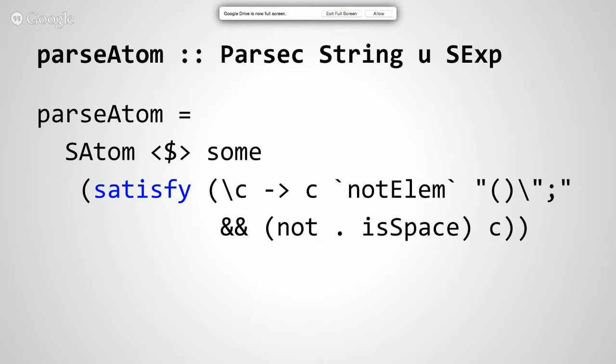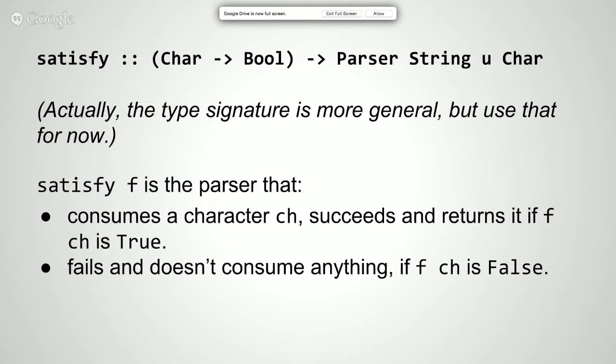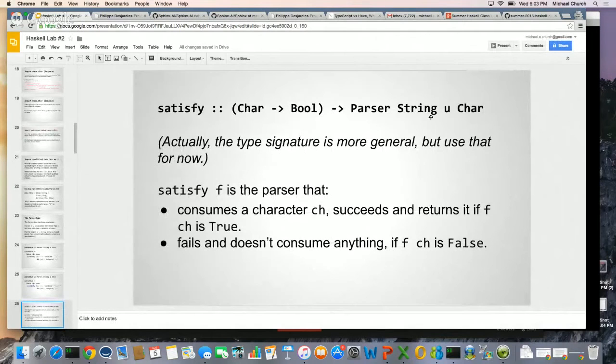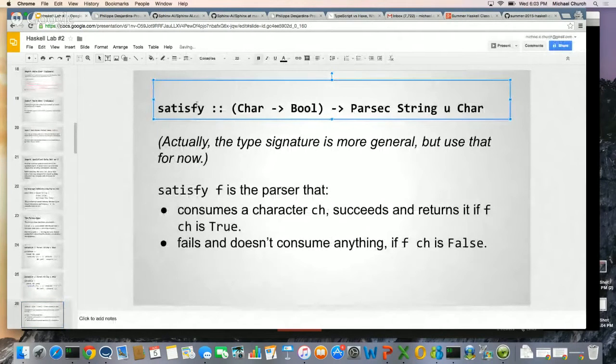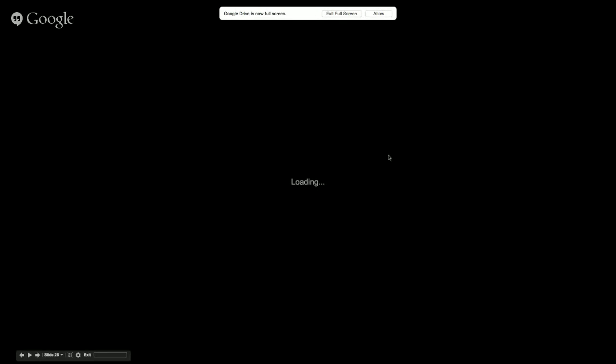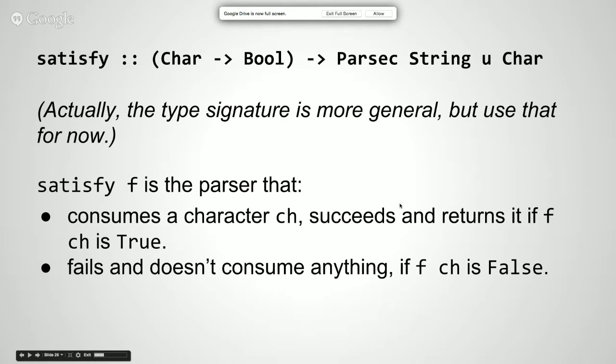And we can look it up, or in this case, I'll just explain what it is. It takes a Boolean function on chars, and it returns a parsec. That should be parsec, not parser. So let me fix that. String. The U just means that it will work for any type U. So it's completely agnostic of whether there's user state at all. And it returns a char.